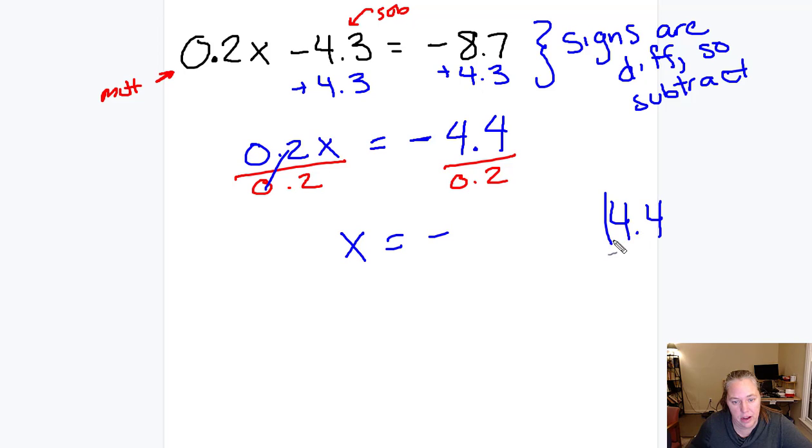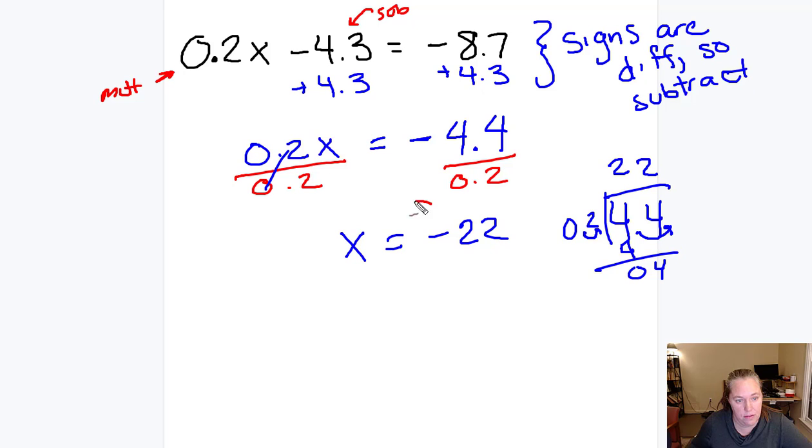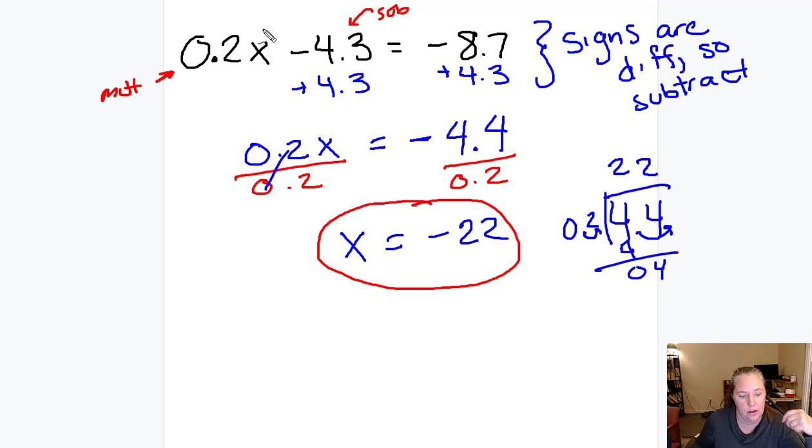4.4 divided by 0.2. Have to remember our decimal division. Pop the decimal over, pop the decimal over. 2 goes into 4 2 times. 4, 0, 4, 2 goes into 4 2 times. Negative 22. Okay, and you could check to see if you got it right by substituting it into the equation and see if the equation is true.